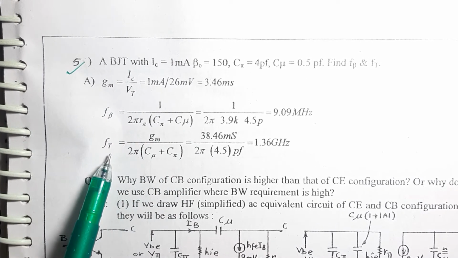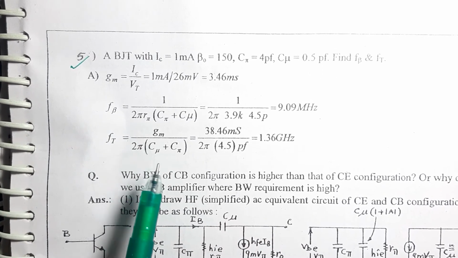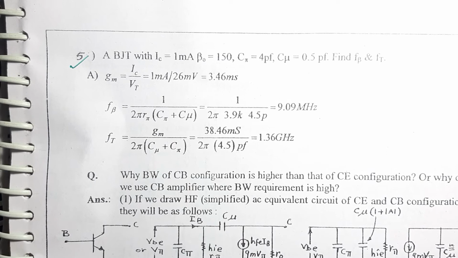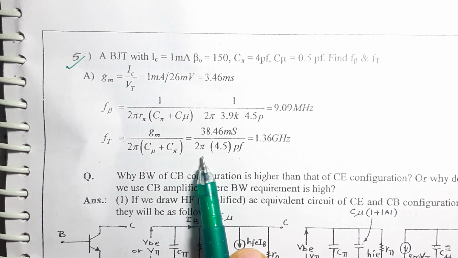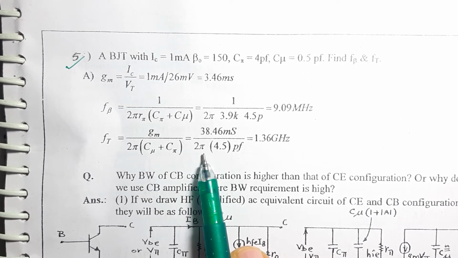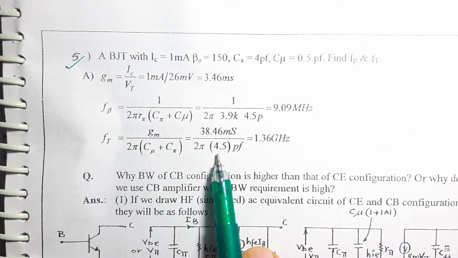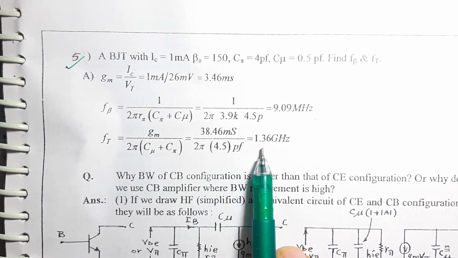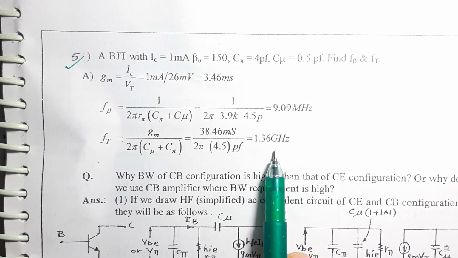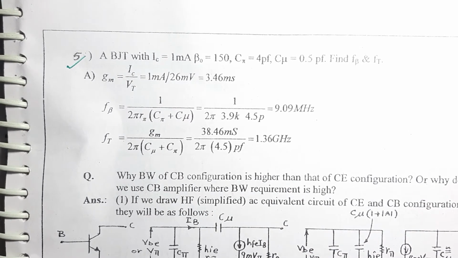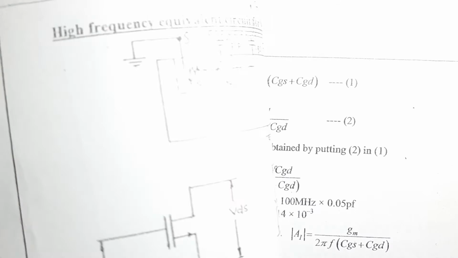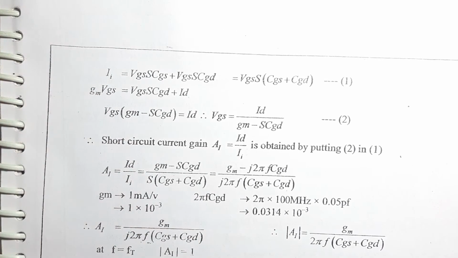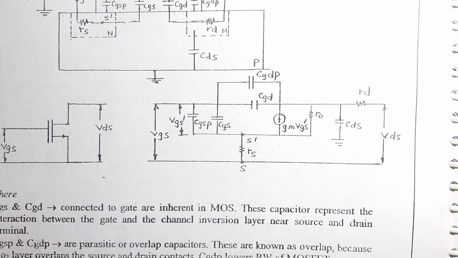Now your fT is given as gm upon 2 pi into (C mu plus C pi), which is equal to 38.46 millisiemens upon 2 pi into 4.5 picofarad, which is equal to 1.36 gigahertz over here. So yes, this was all the numerical for unity gain bandwidth. Simple 5 or 2 marks numericals are expected in your term test also, if there is a term test in the very first place. So please do keep those numericals into consideration.